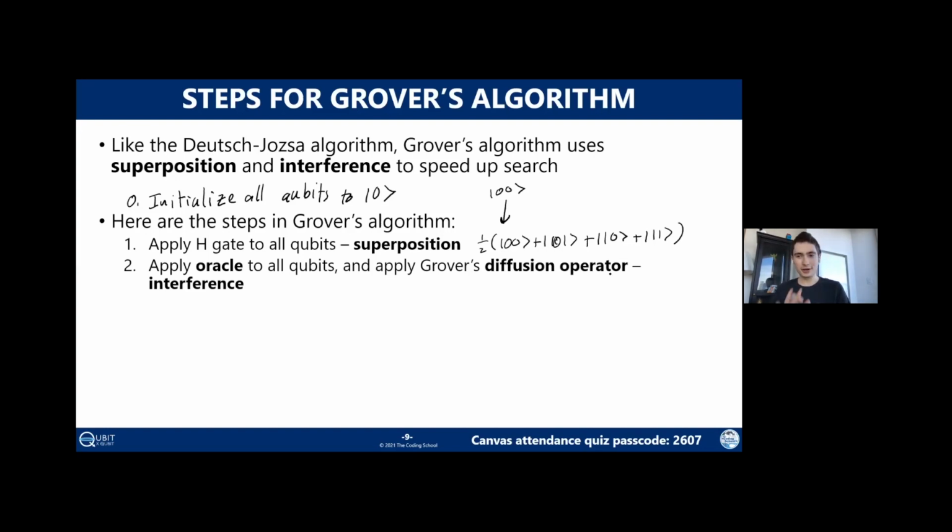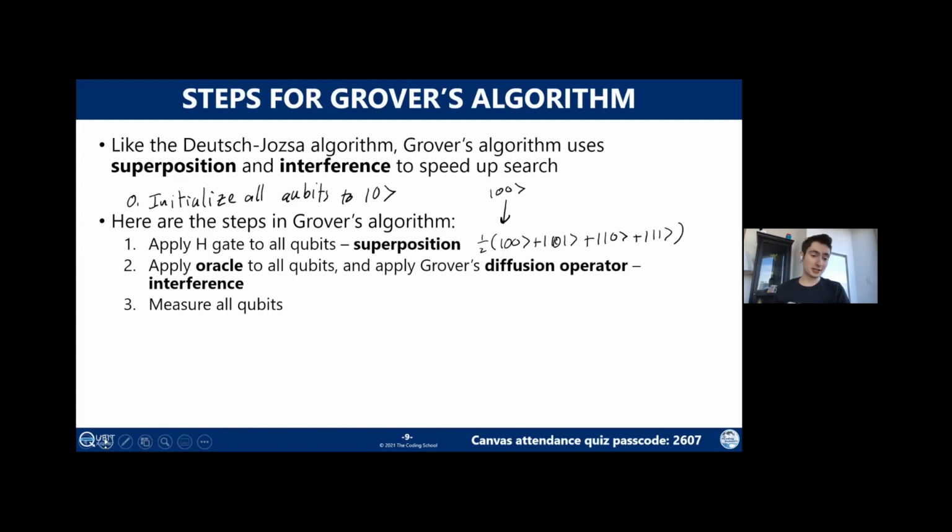So the diffusion operator, we are going to spend a lot of time talking about because it is kind of the most complicated part of this algorithm. It's the thing that makes it work, but it's also not entirely clear why. So we'll get into that. But the short answer of what it does is it induces interference. So it makes the states we are not looking for interfere destructively with each other, and it makes the state we are looking for interfere constructively with itself. And so over time, the state that we're looking for is going to have a higher and higher probability of being observed. And then eventually we're going to observe it and hopefully get the right answer.